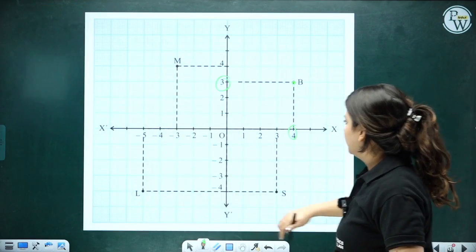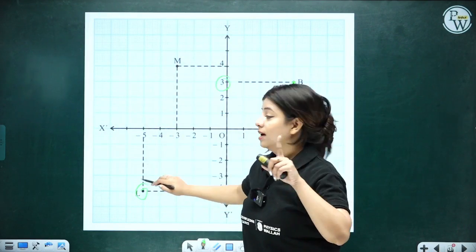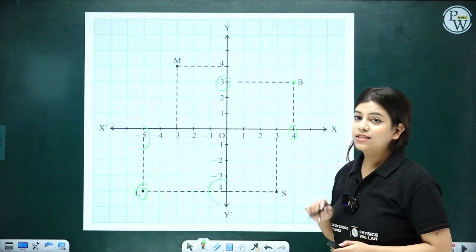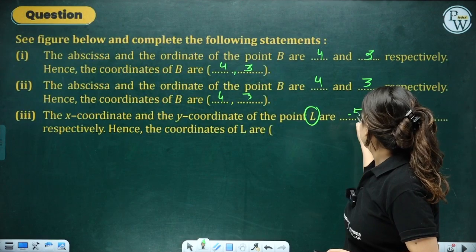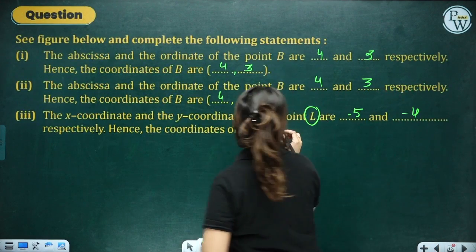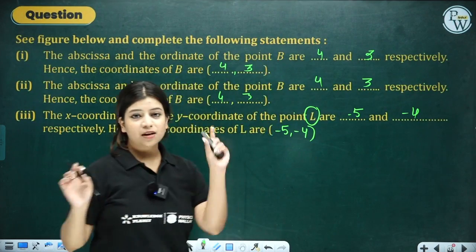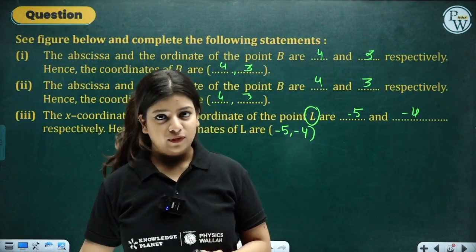Let's look for point L. This is the point L. The abscissa is the x coordinate, the ordinate is y. So minus 5 and minus 4. So the coordinates are minus 5 comma minus 4. The coordinates are written in one single bracket with a comma separating both of them, right?